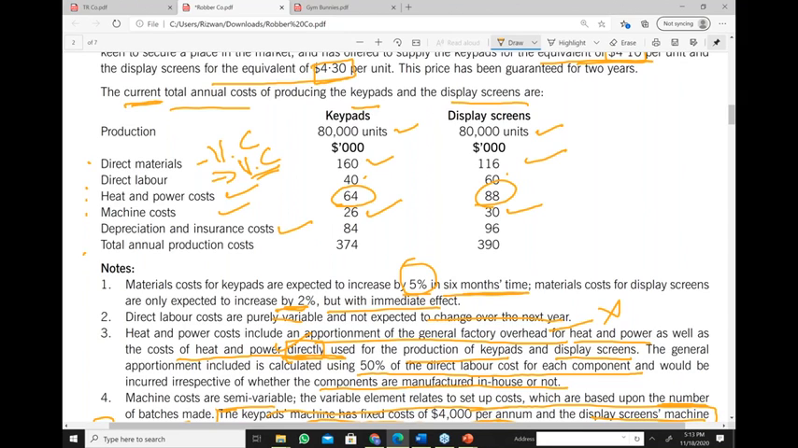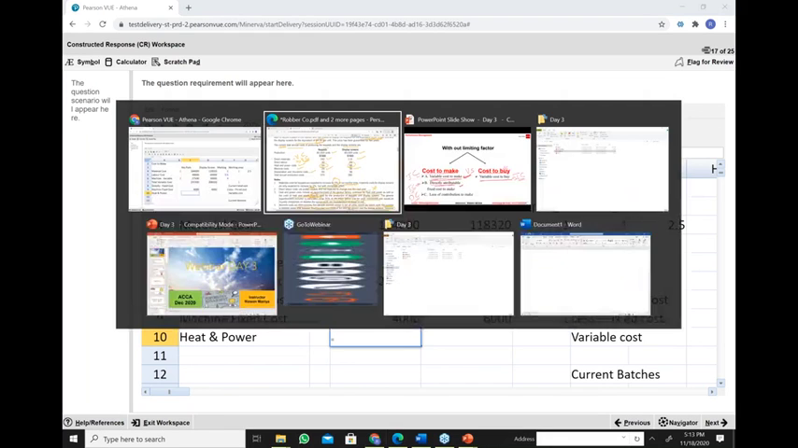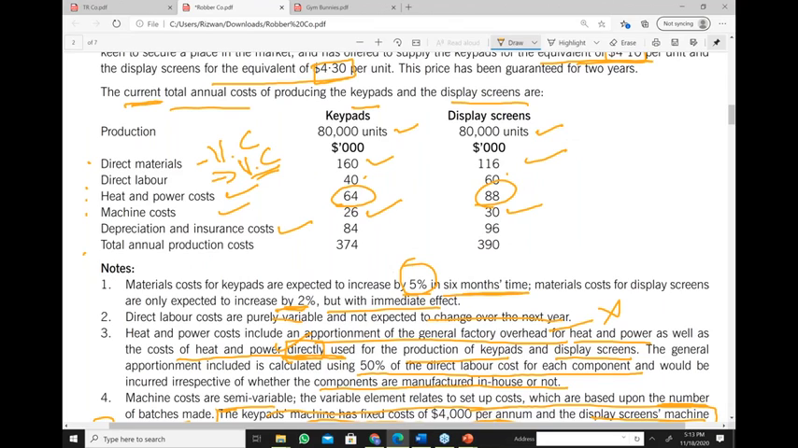So what will I do? Heat and power. I need directly attributable. So what can I do here? I can do the calculation in this cell only. The figure given to me is 64,000, and this includes 50% of direct labor cost, which is basically general apportionment. Okay, 50% of direct labor cost.